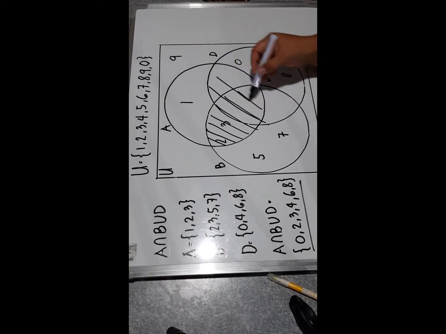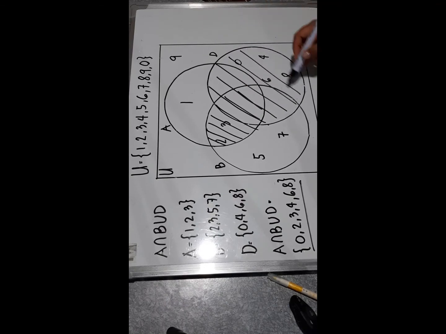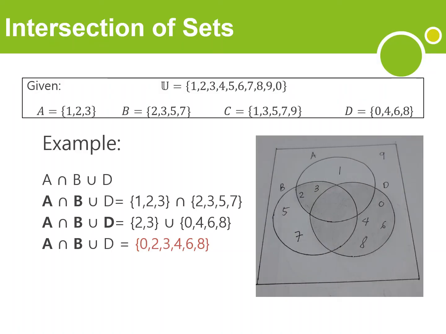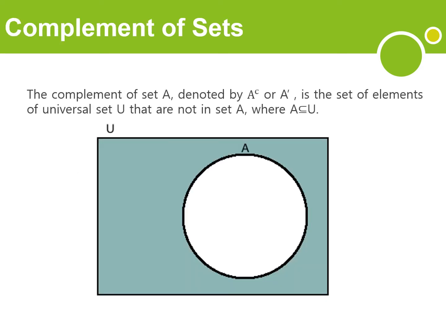And then, that is it. Okay? So, that is our A intersection B union D. And this will be our answer in the written form or in the Venn diagram form. Now, notice the shaded area. It still corresponds to the answer we wrote and solved. So, 2, 3, 0, 4, 6, 8. So, that is it.